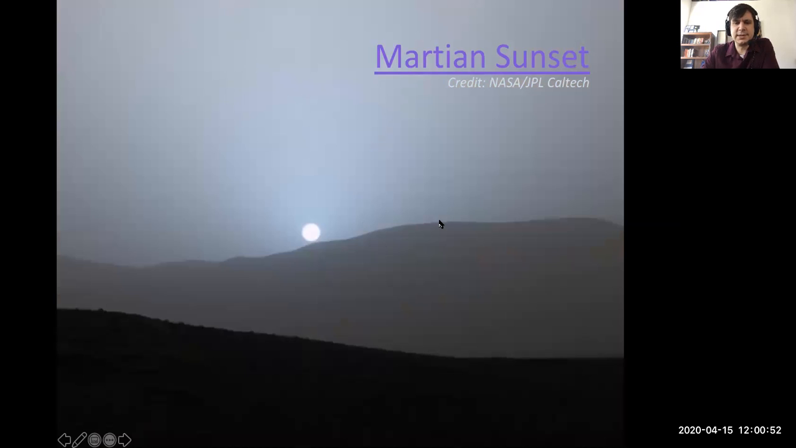Yes, we can watch Martian sunsets, and you can see the sun setting over there. Notice that the sun looks a little bit smaller because Mars is farther away.